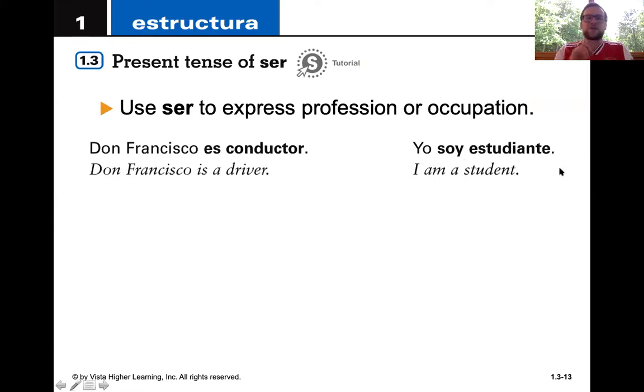So go ahead and if you have another career occupation other than student, go ahead and look that up in your Spanish-English dictionary. And I'll ask you the question. ¿Qué haces? ¿Cuál es tu profesión? ¿Cuál es tu ocupación? Good cognates, aren't they? ¿Cuál es tu profesión? Yo soy profesor. Tú eres estudiante. You are a student. Yo soy profesor. I'm a professor.